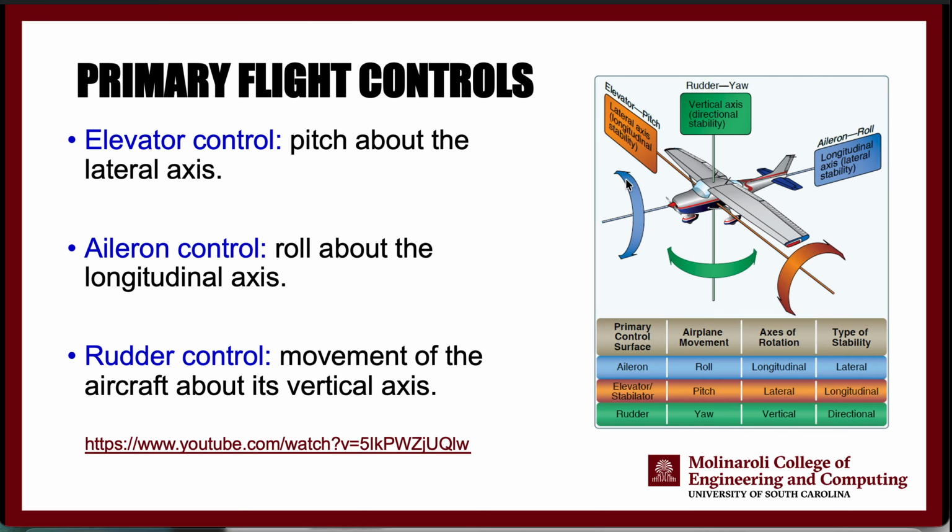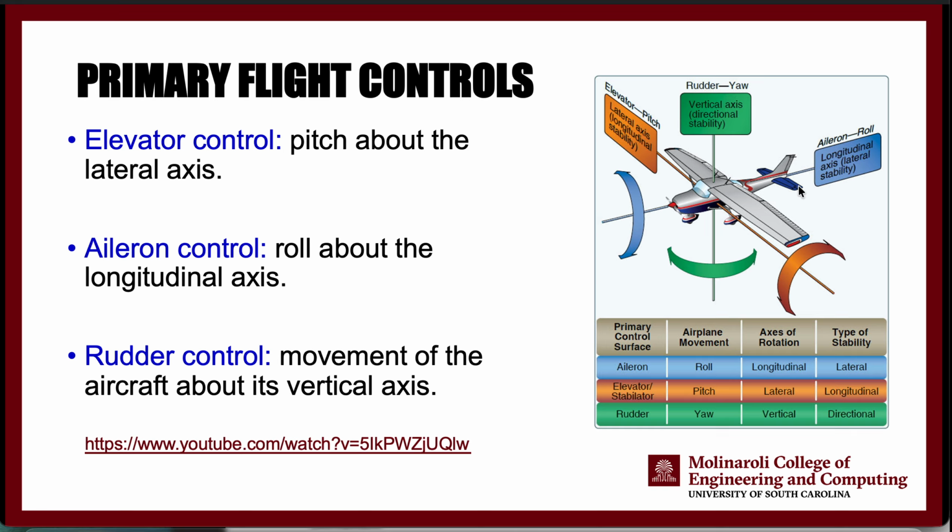Okay. So primary flight controls, we have three different axes, three main axes of movement. The first one is the lateral axis, which is controlled by the elevators, and essentially is in charge of controlling the pitch of an aircraft. This yellow axis you see right here.